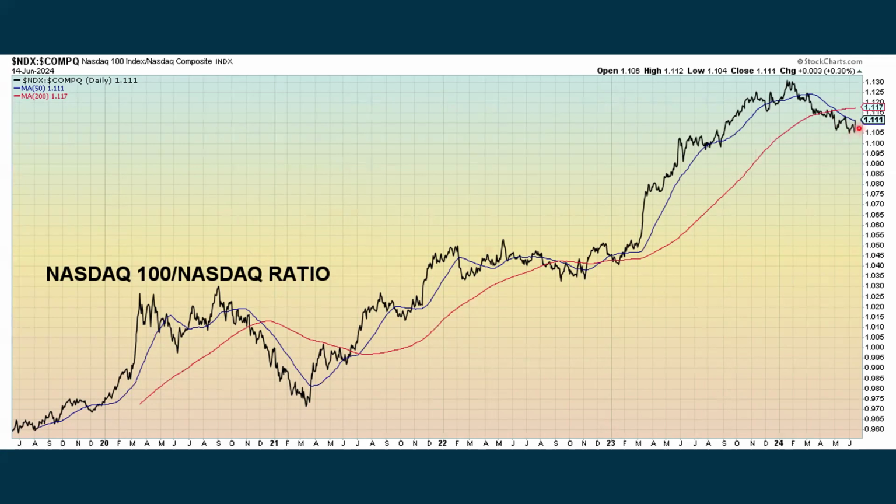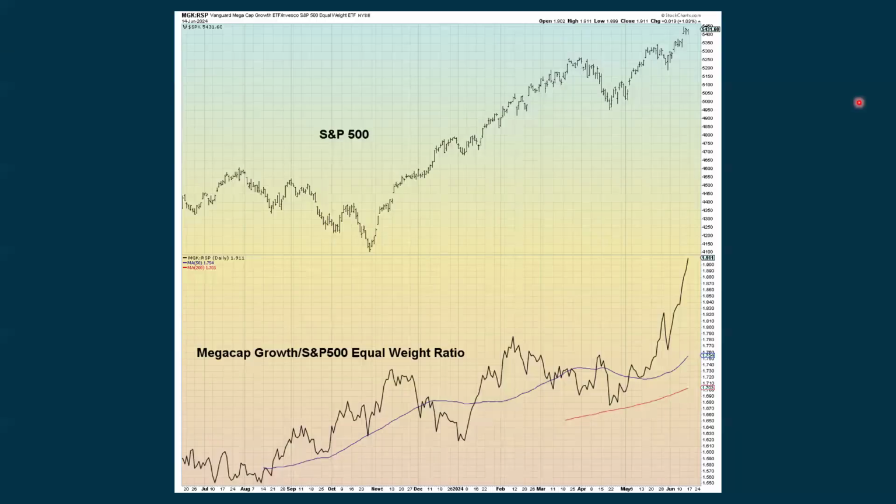But we've come right back up to the 50-day moving average with this ratio. We're wondering, is that going to provide overhead resistance, and then we're going to come down? Or are we going to be able to get above both of these lines and eventually turn back positive?